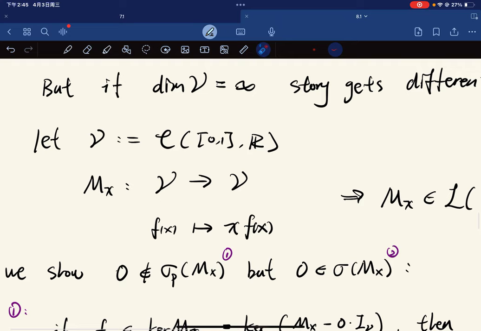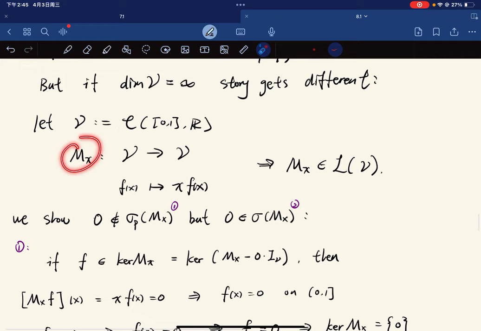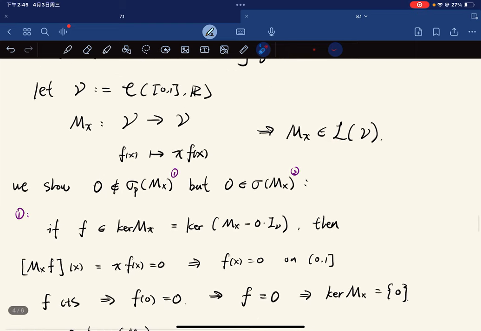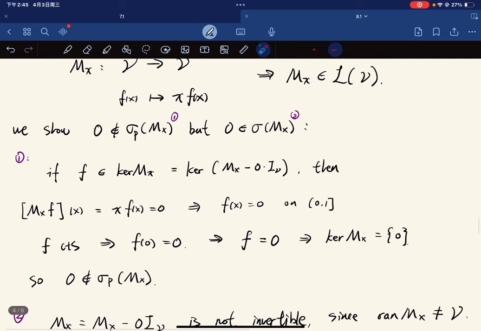Now, let V be the vector space of continuous functions from [0,1] to R, and we define an operator that takes f(x) to x times f(x). It's easy to verify it's a linear map, but I just skipped the verification. What we want to show is these two things: the real number zero is not a point spectrum, but it is a spectrum. Why? Okay, so first, if f is in the kernel of this map, if you're in the point spectrum, I mean, no, sorry.